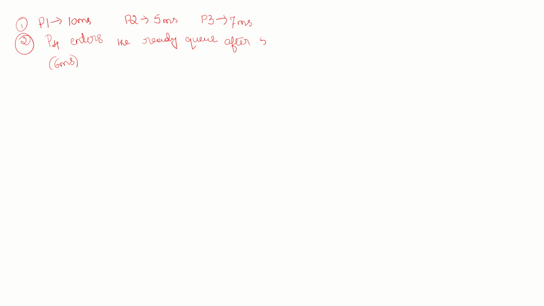After 5 milliseconds of scheduling, which process? P1. These are the two important statements we have to know. Now let us draw that rectangular box. This actually is helpful in scheduling the processes. Okay.